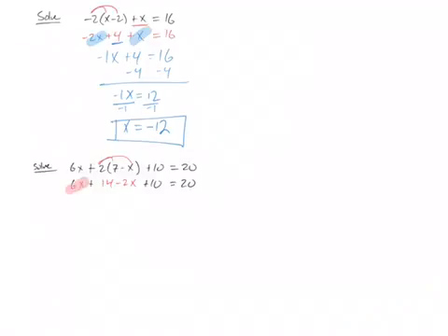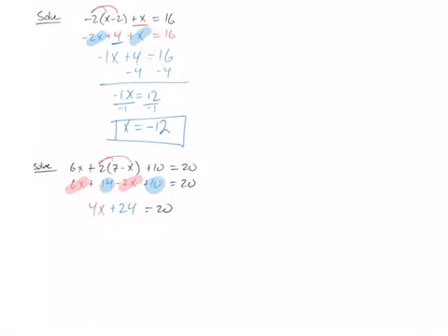I have 6 x's here and 2 x's here. I have 14 here and 10 here. So I'll combine those two together. The x's first. 6x minus 2x's is going to give me 4x's. 14 plus 10 is going to give me 24. That's equal to 20.